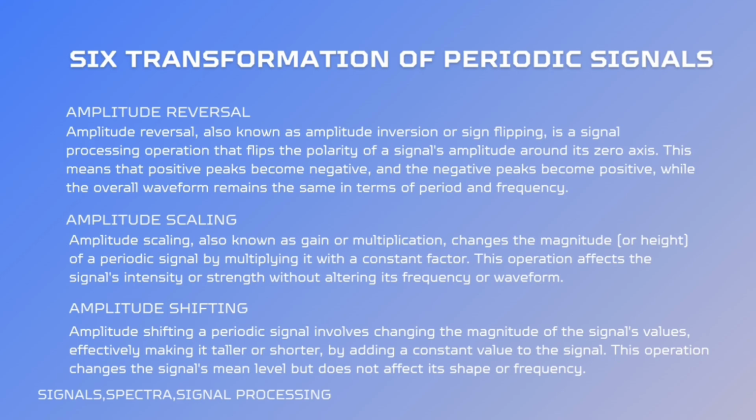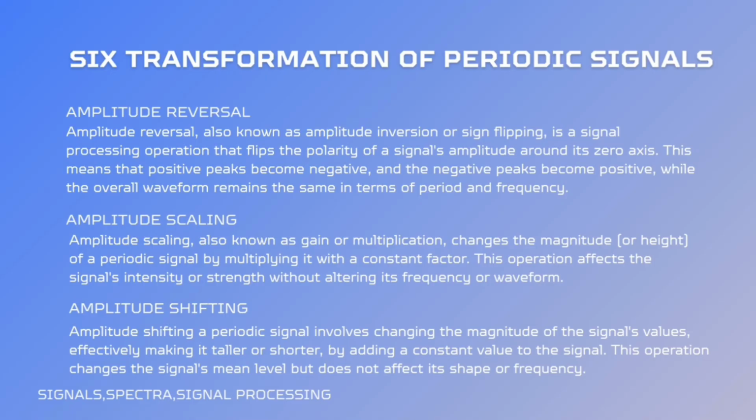Amplitude scaling. Amplitude scaling, also known as gain or multiplication, changes the magnitude or height of a periodic signal by multiplying it with a constant factor. This operation affects the signal's intensity or strength without altering its frequency or waveform.